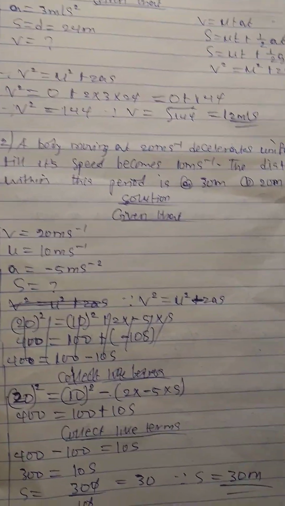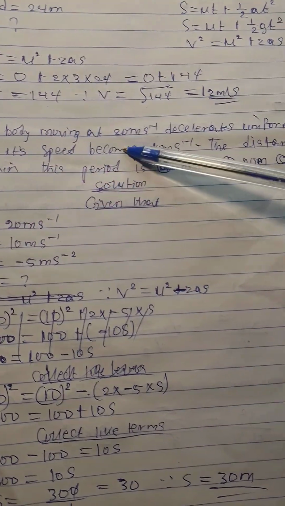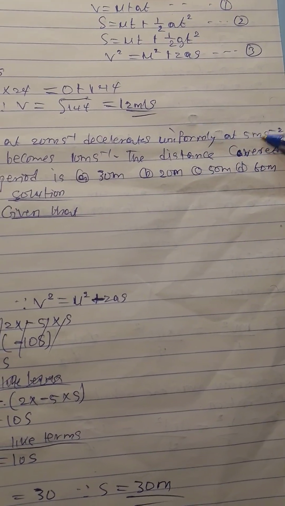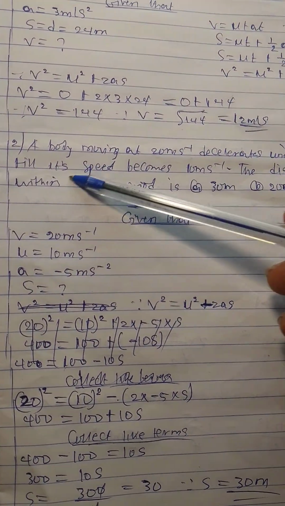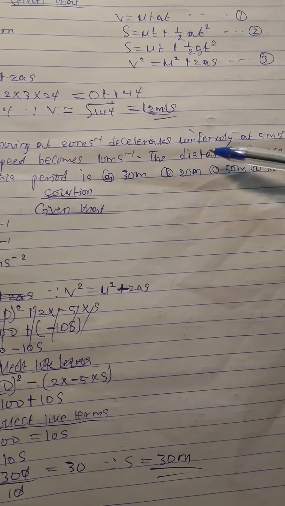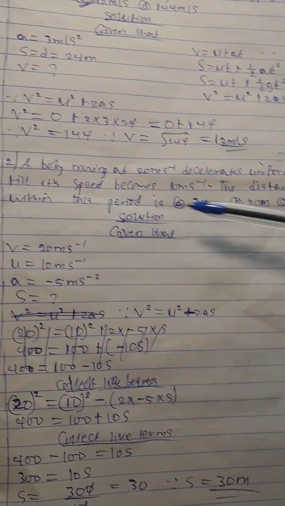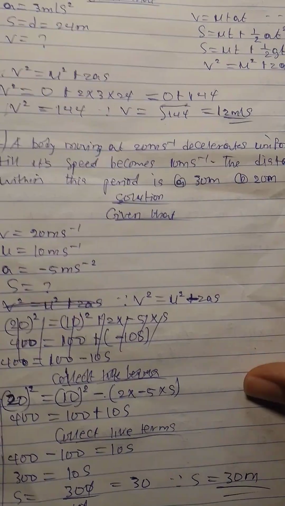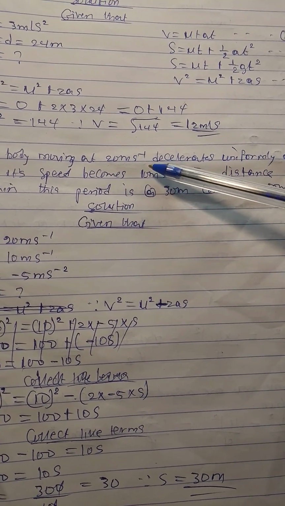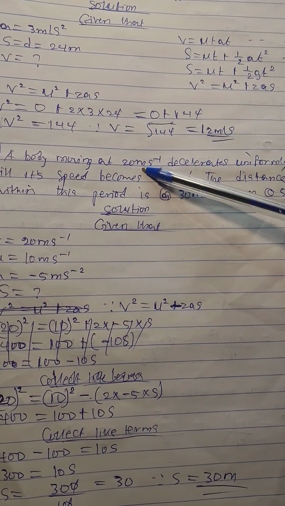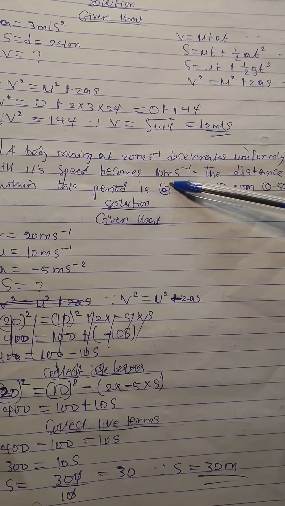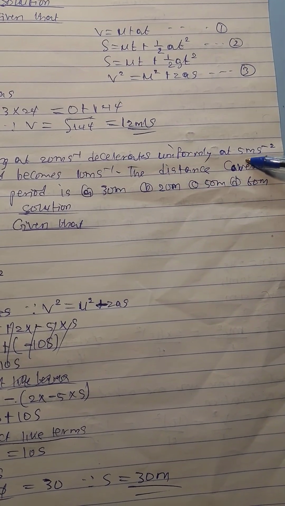Okay. Now, what's the next question? The next question says that a body moving at 20 meters per second decelerates uniformly at 5 meters per second square until its speed becomes 10 meters per second. Therefore, the distance covered within this period is what? If you check this question, we have two velocities. The first velocity is 20 meters per second, and the last velocity is 10 meters per second. And we say that the body decelerates at 5 meters per second square.